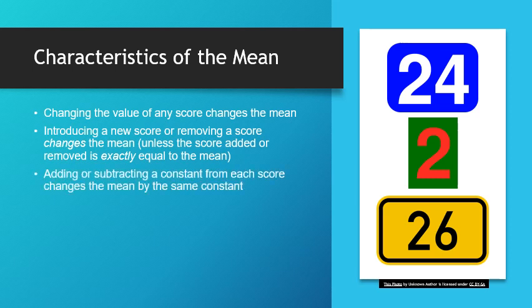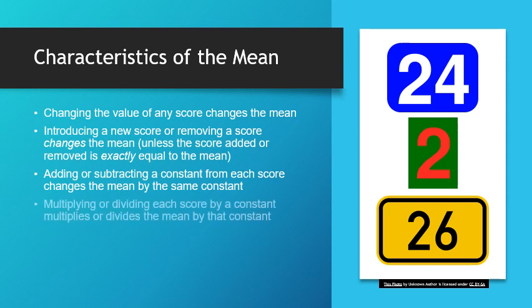Adding or subtracting a constant from each score changes the mean by exactly the same constant. Multiplying or dividing each score by a constant multiplies or divides the mean by that constant.